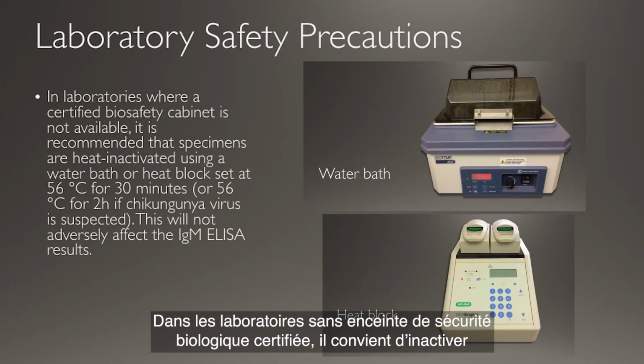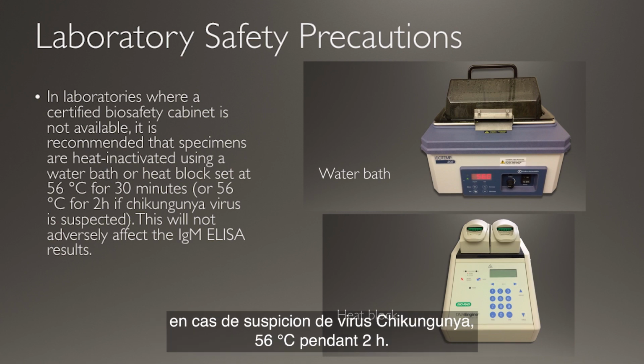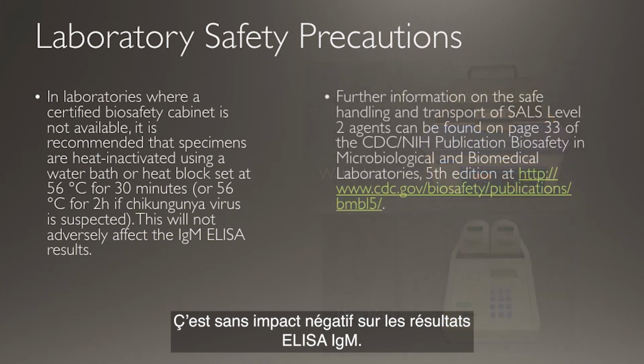In laboratories where the certified biosafety cabinet is not available, it is recommended that specimens are heat inactivated using a water bath or heat block set at 56 degrees Celsius for 30 minutes, and if chikungunya virus is suspected, at 56 degrees for 2 hours. This will not adversely affect the IgM ELISA results.